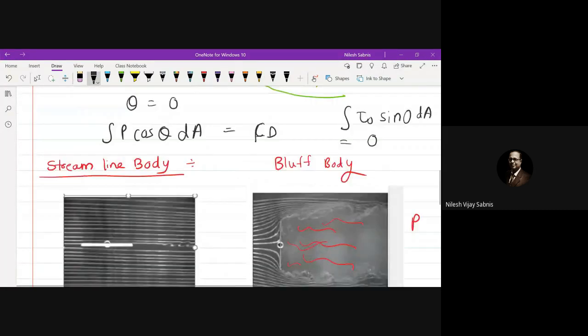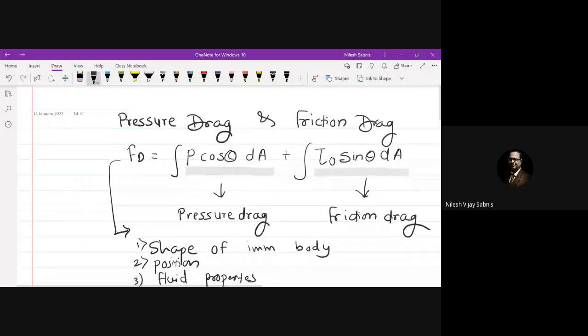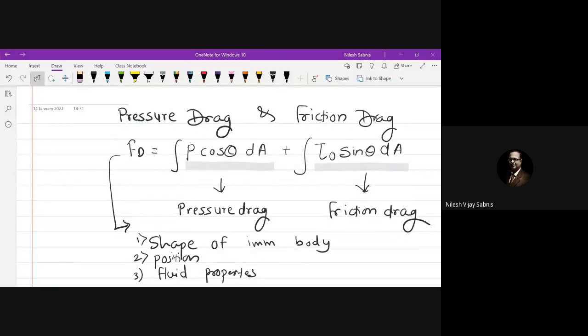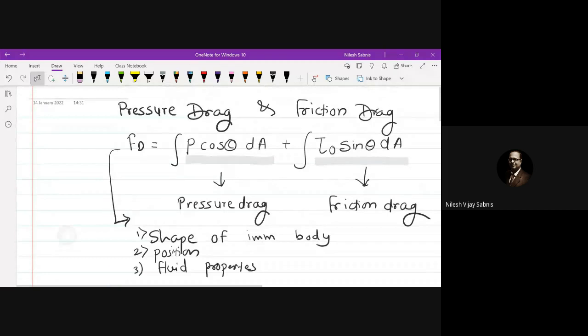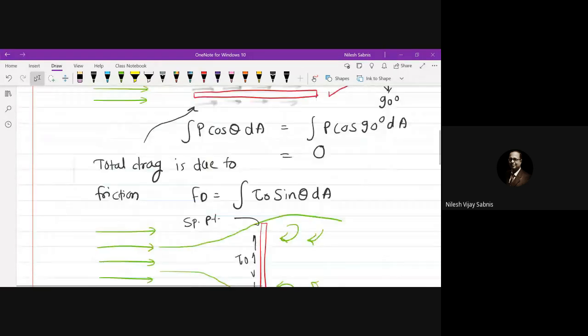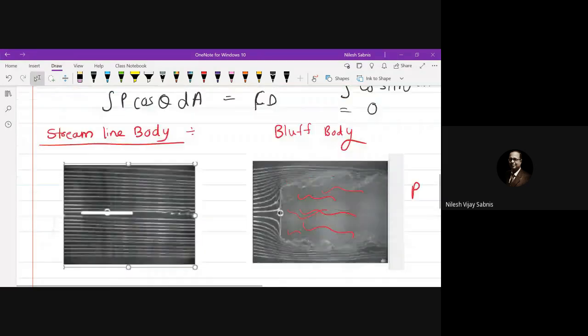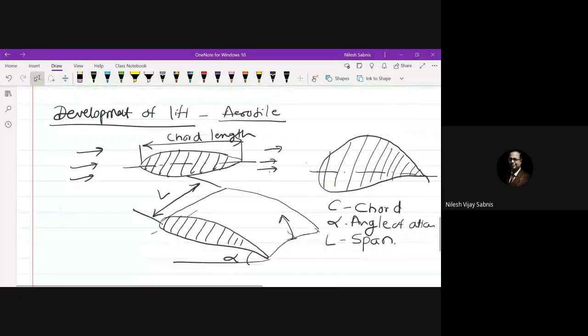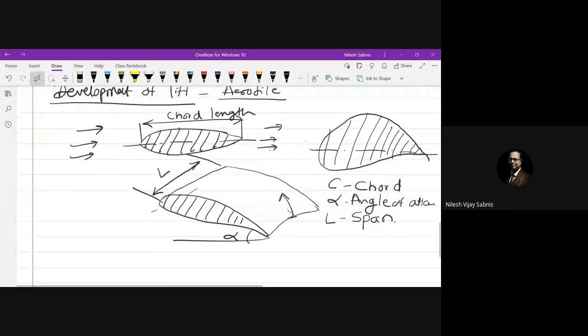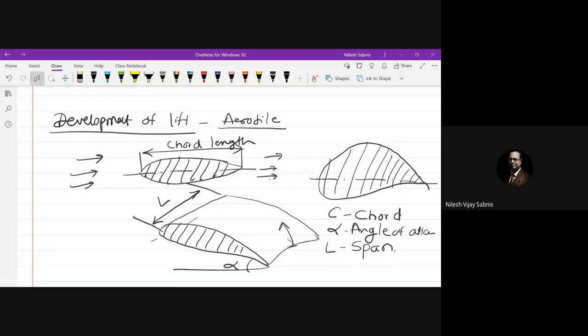So today, for this forces on a body, as a last part, we saw what pressure drag means, what friction drag means, what a blunt body means, what a streamline body means, what the Magnus effect is, and what development of lift on an aerofoil means. All these points we have seen for today's session.